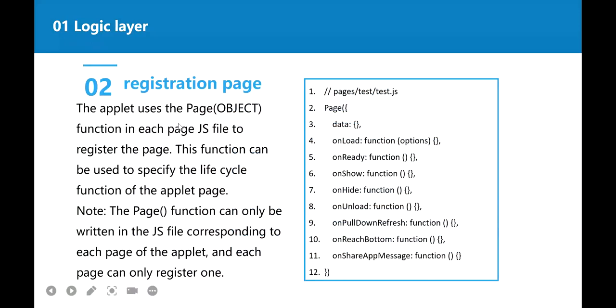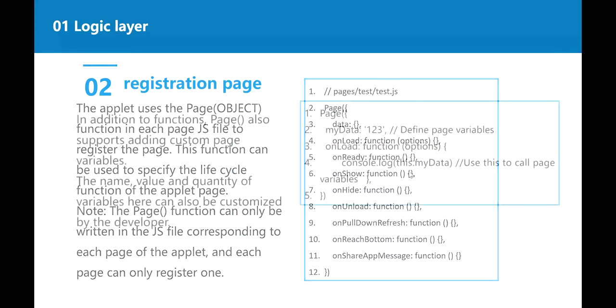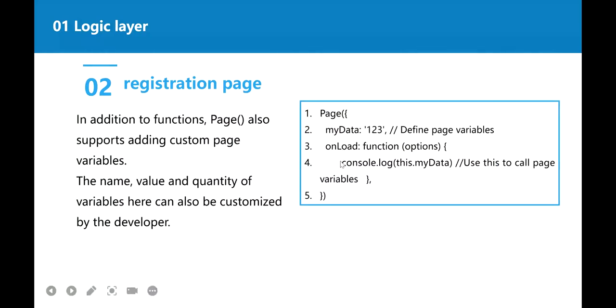You see here, the applet uses the Page function in each page JS file to register the page. This function can be used to specify the life cycle function of the applet page. It can only be written in the JS file corresponding to each page of the applet, and each page can only register one. In addition to functions, Page also supports adding custom page variables. The name, value, and quantity of variables here can also be customized by the developer.